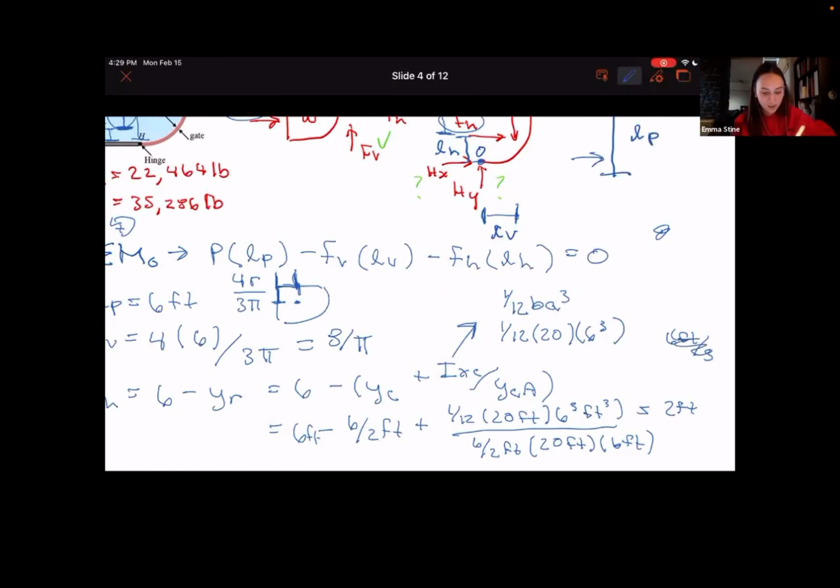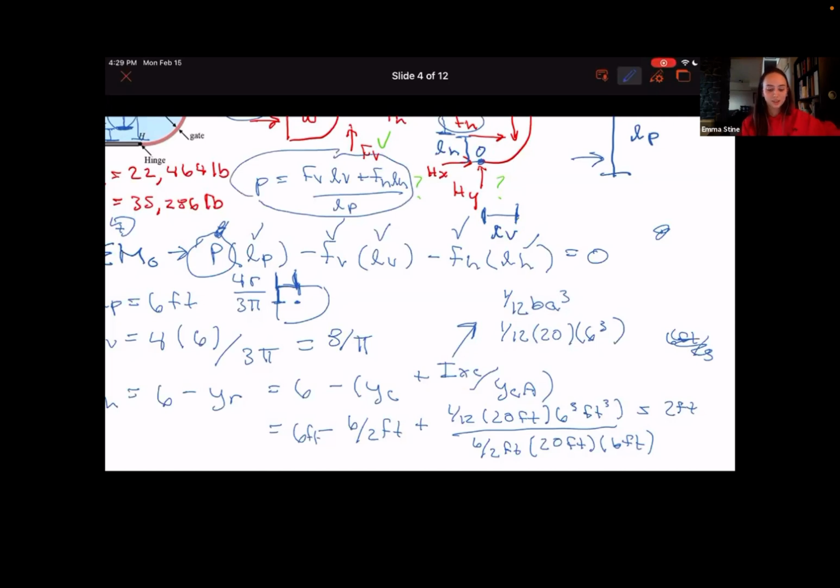Okay, so we have run out of time, but we know this, we know this, we know this. Oh wait, we don't know this. So you're going to put the whole equation in terms of P, and then you're going to divide by LP. It's going to be P equals FV times LV plus FH times LH, over LP. Plug in all your unknowns. But I was too slow, so we're not actually going to find the numbers. Any questions?